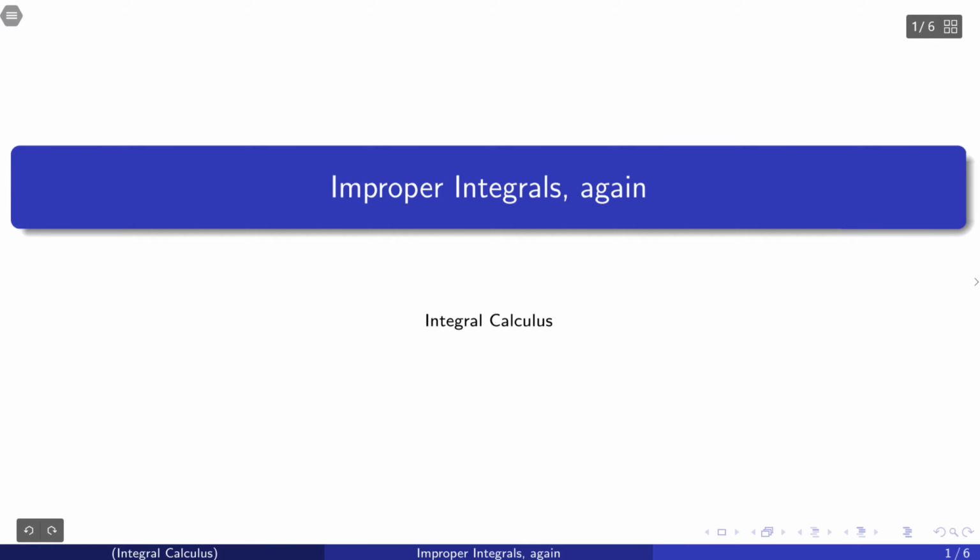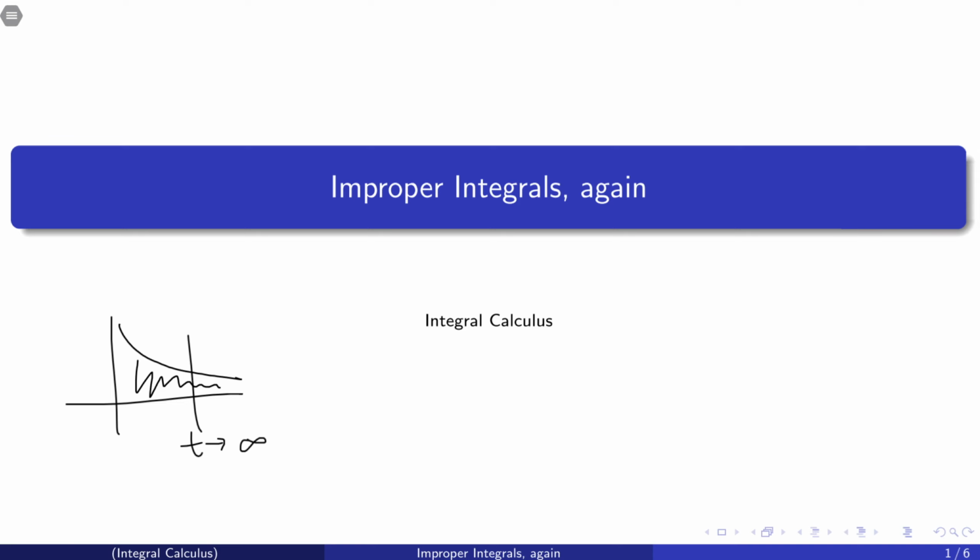Okay, in this video, we'll talk about another type of improper integral. So in the previous video, we saw that if you wanted to compute an infinite area, you could just cut it off somewhere and take the limit as t goes to infinity to compute whatever that area is, if it did exist.